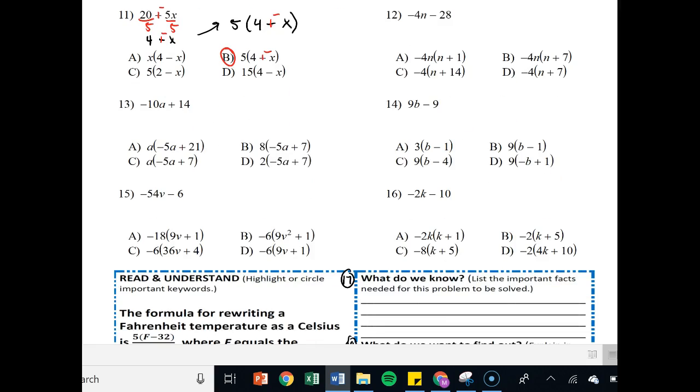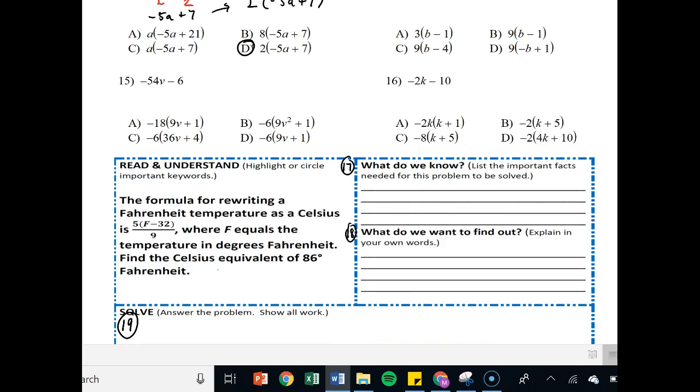Number 13, negative 10a plus 14. What can I divide them both by? I can divide them both by 2. So what am I left with here? Negative 10 divided by 2 is negative 5a. Don't forget that variable. And 14 divided by 2 is 7. So divided by 2, so 2's on the outside. 2 parentheses negative 5a plus 7. And so D is your answer choice.